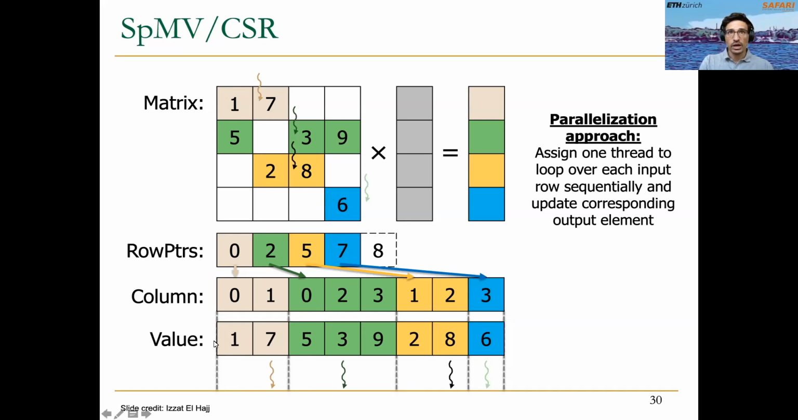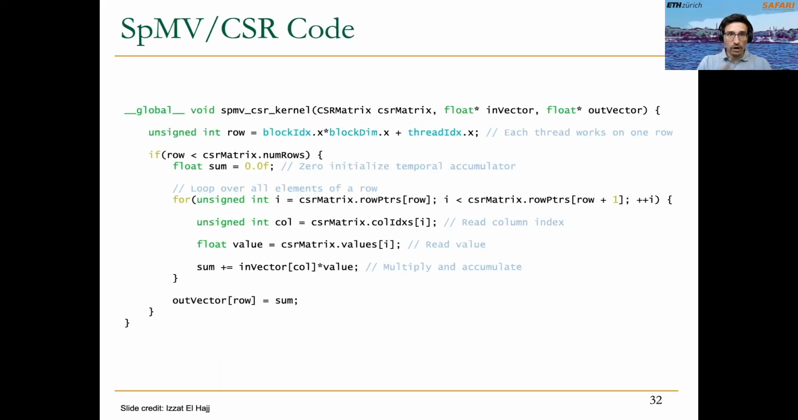They go element by element of the row. They read the corresponding element of the vector, perform the multiplication, and then accumulation. And here you can see how the code looks. First of all, we have to loop over the elements that belong to one row. That's why we are using the array of row pointers as the index of the for loop. Then we read every column index, we read every value, we find the corresponding element of the vector, and perform the multiplication and accumulation. And as you see here, we don't need to use atomic operations because now every thread is working on a different row of the matrix and then also on a different element of the output vector.